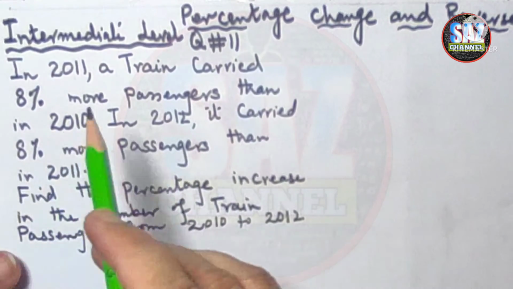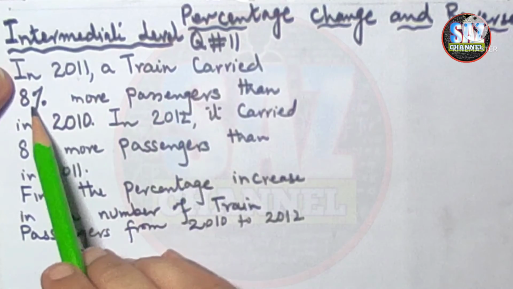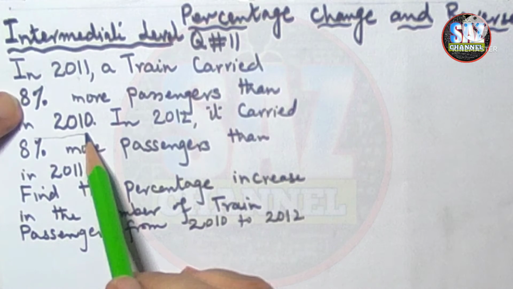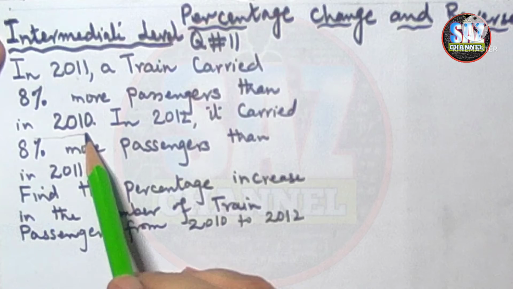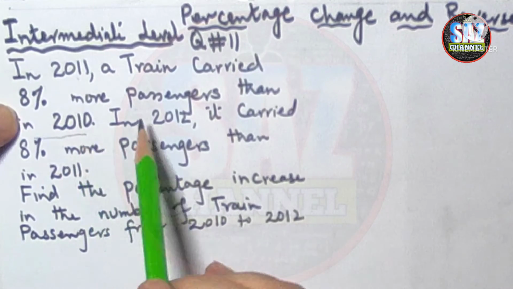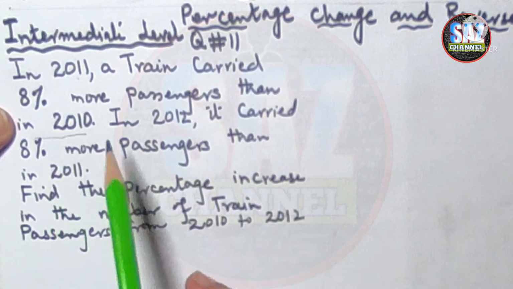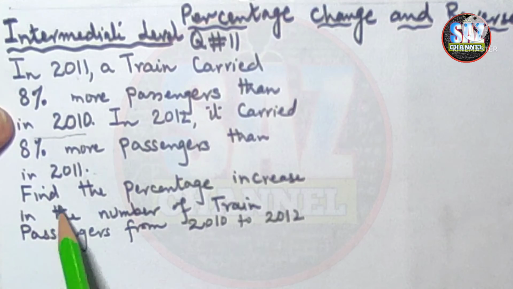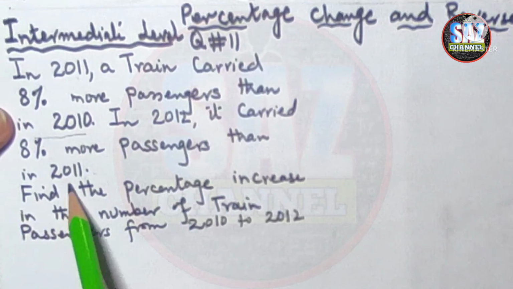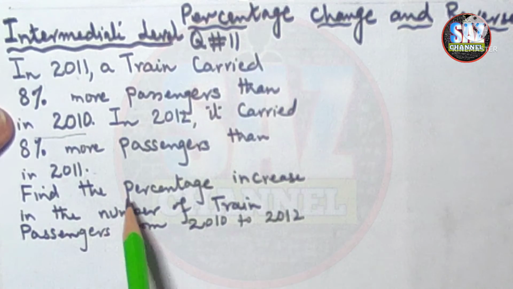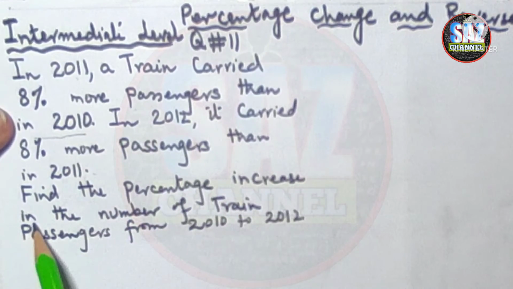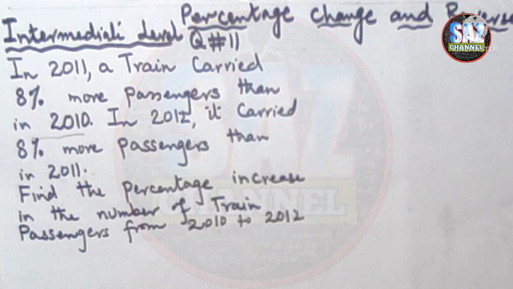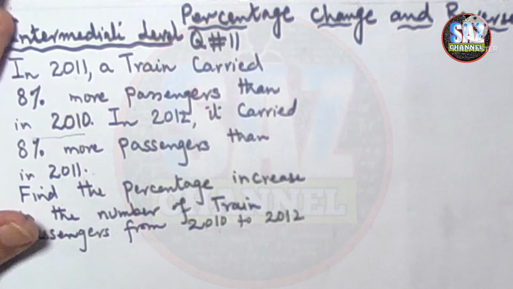The question says that in 2011 a train is carrying 8% more passengers than in 2010. The number of passengers is 8% more in 2011 than in 2010, and in 2012 it carried 8% more passengers than in 2011. We have to find the percentage increase in the number of train passengers from 2010 to 2012. That is the requirement of the question.